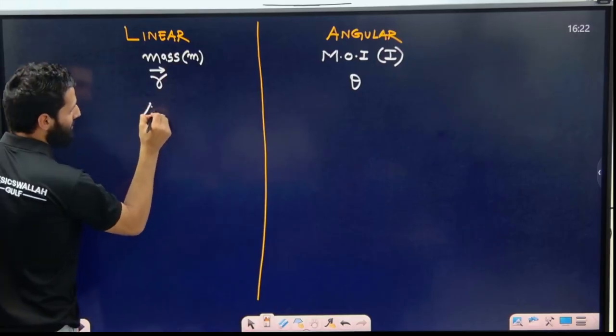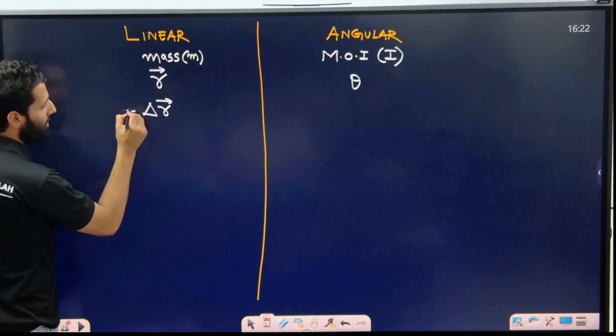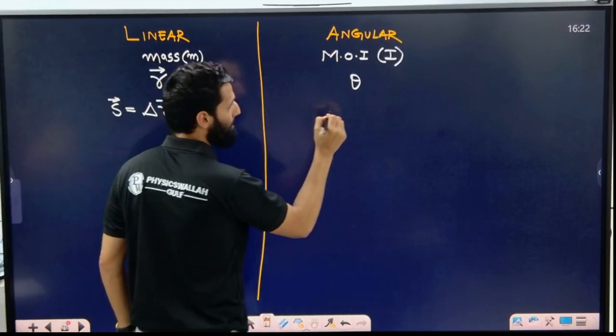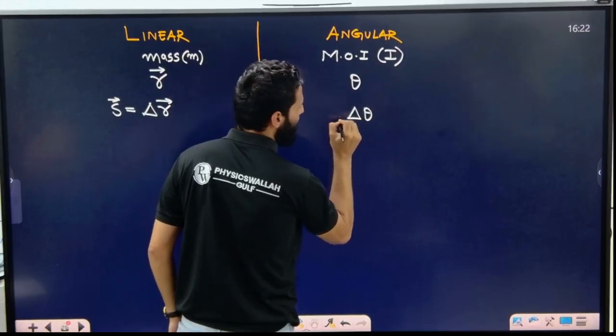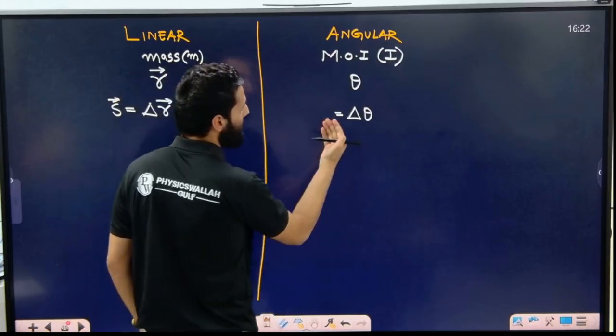Change in position is final position minus initial position. What is that? Linear displacement. In angular terms, we have angular displacement, delta theta, theta f minus theta i. So this is my angular.